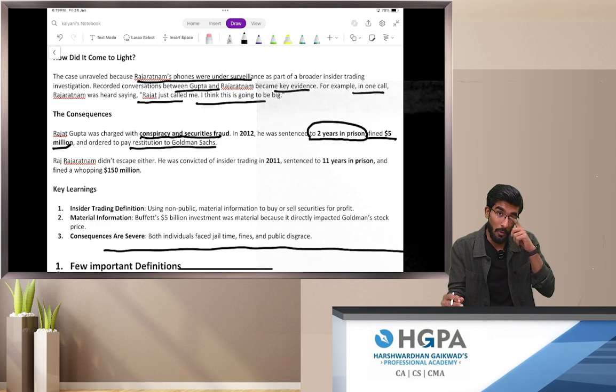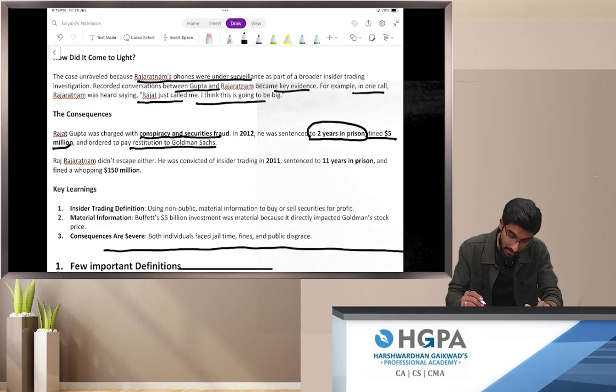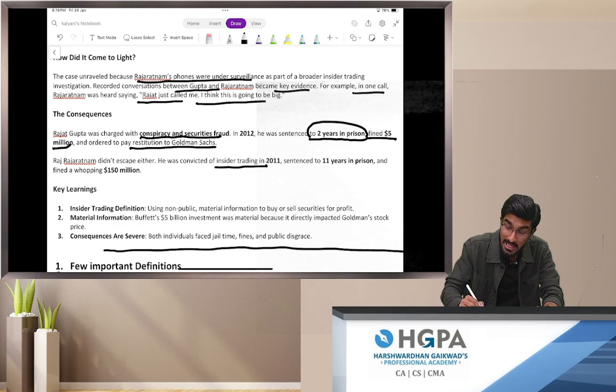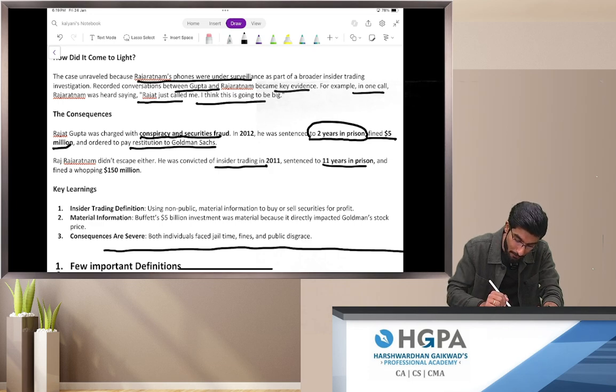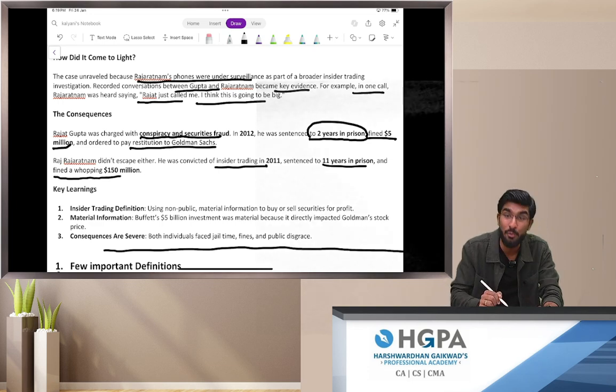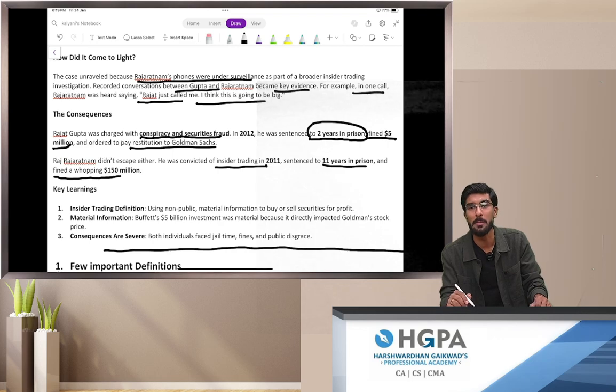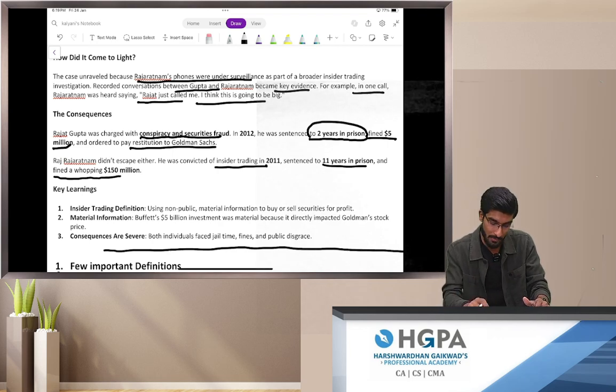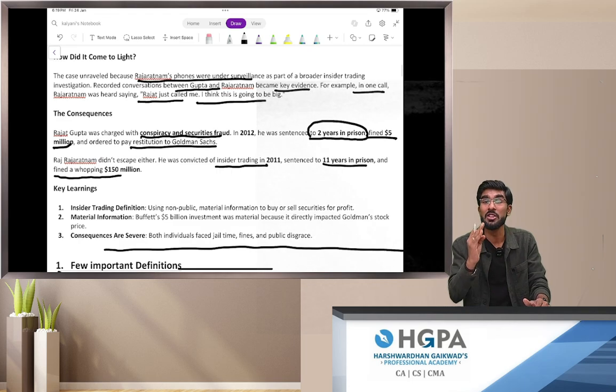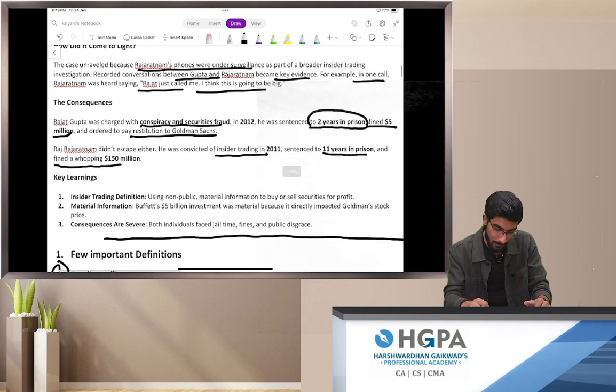And now, what happened to Rajaratnam? Rajaratnam didn't escape either. He was convicted of insider trading in 2011, sentenced to 11 years in prison and fined a whopping $150 million. That's a crazy amount. These are the consequences of insider trading.